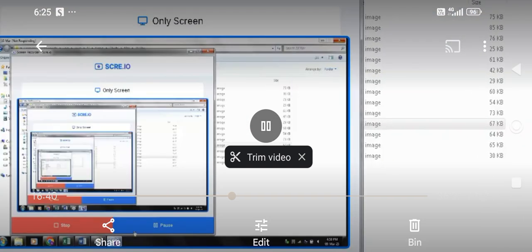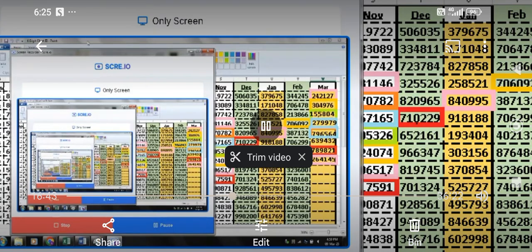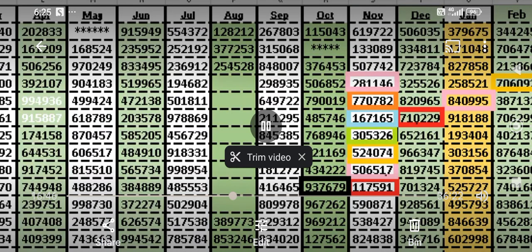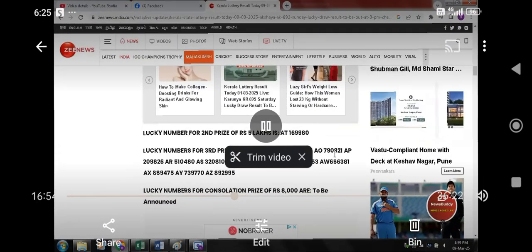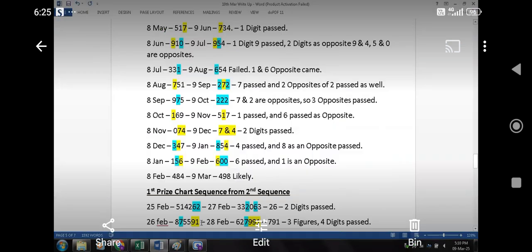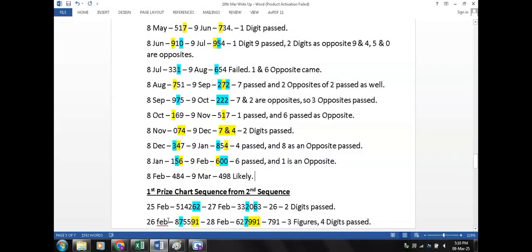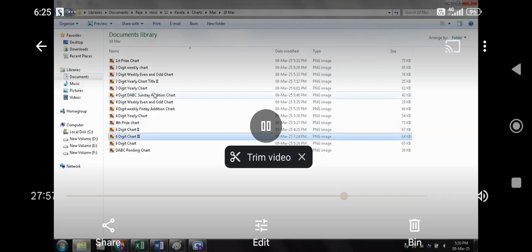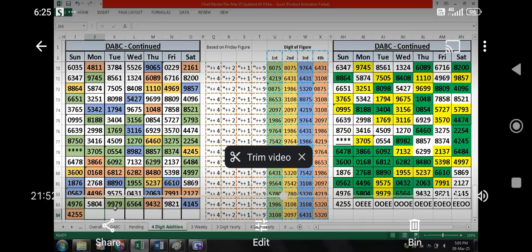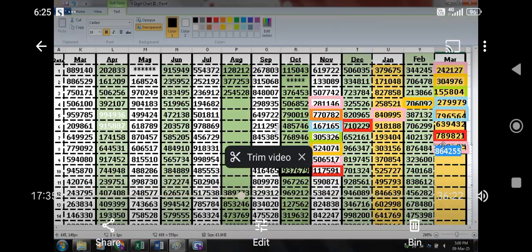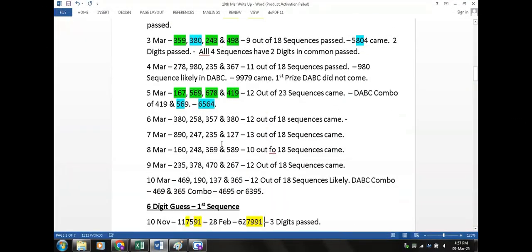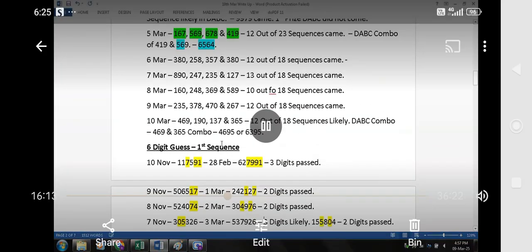We'll go on to the six-digit sequence here. You can see the six-digit sequence pink marked as the last sequence here. Something went wrong. Sorry, friends. I think I've gone too fast ahead. Yeah, this is it.